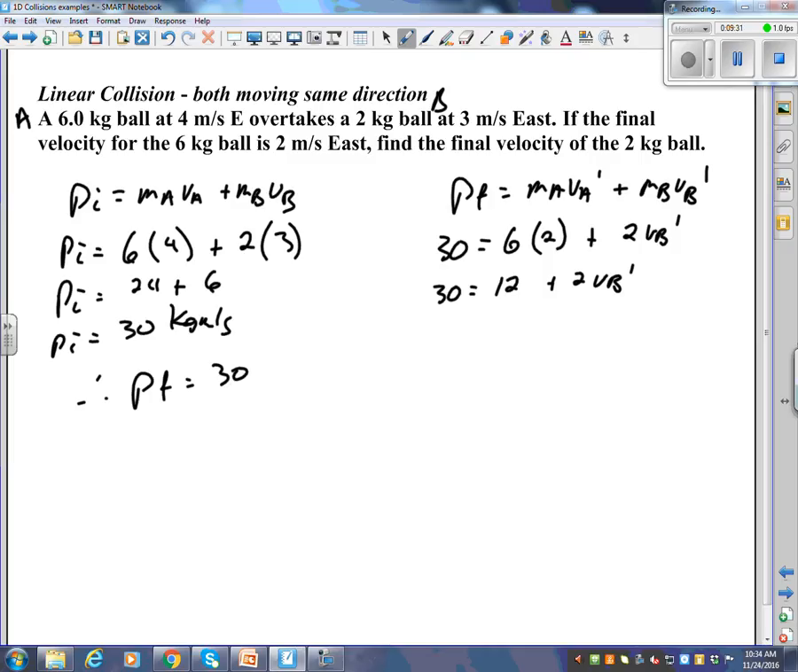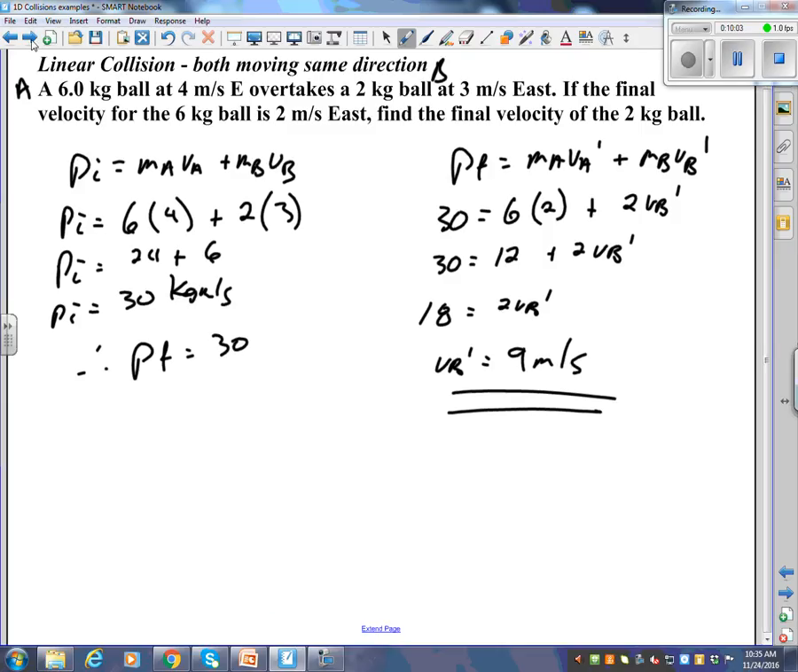Take the 12 to the side, becomes negative. VB prime is 9. It's really exactly the same question, is it not? The only difference is there's a value there. All it changed is that number, which you're just adding 6, and then that's different, right? It looks complicated. I don't dispute that.